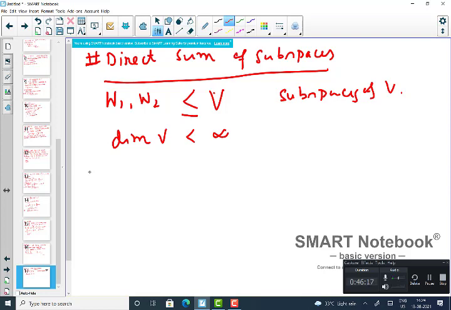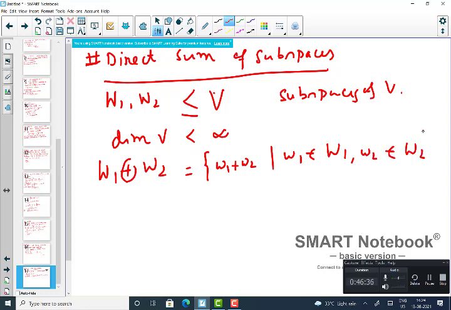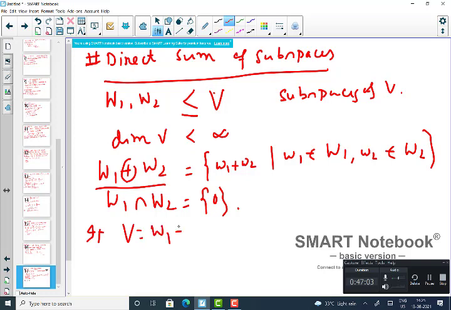So what does that mean? The direct sum W1 ⊕ W2 is the collection of all vectors of the form small w1 plus w2, where small w1 is inside capital W1 and small w2 is inside capital W2. Also, I require that the intersection is trivial, meaning only the zero vector is there. Then obviously you can prove that this is also a subspace of the whole space. The question is that it may be equal to the full space also. In this case, we say that W1 and W2 are direct summands.